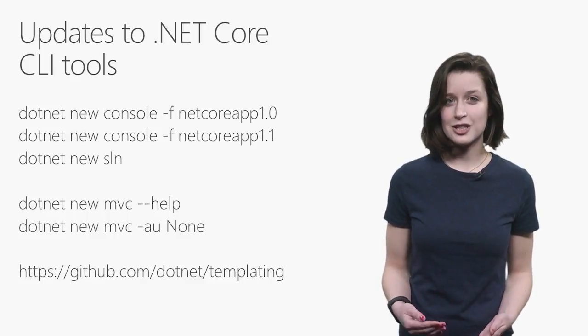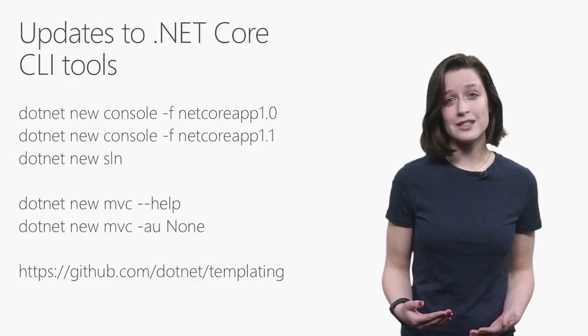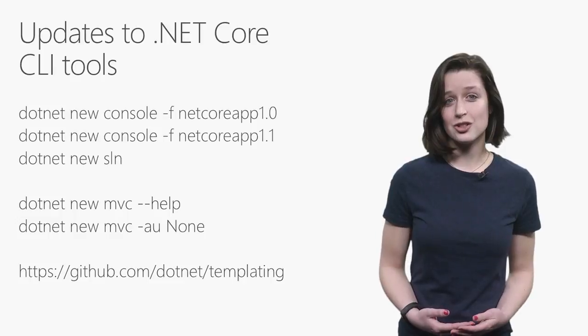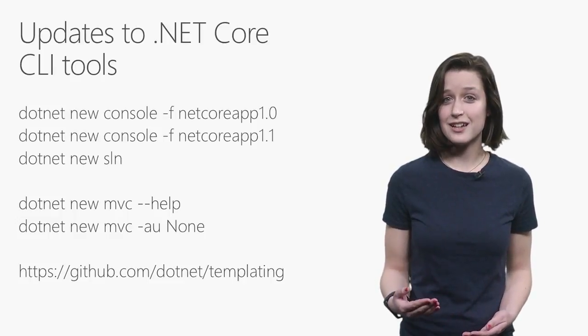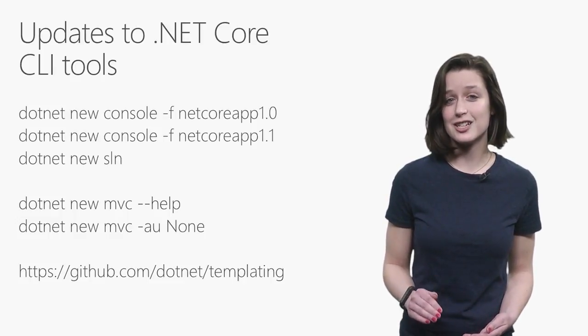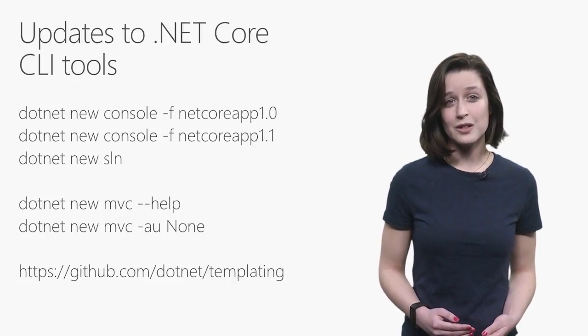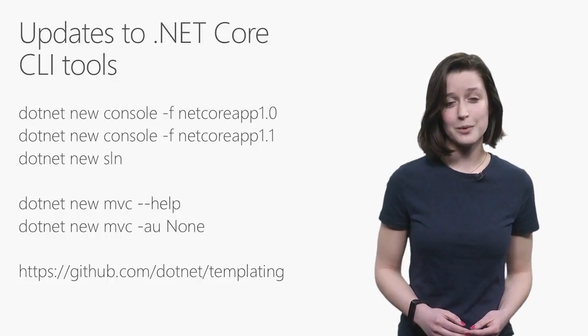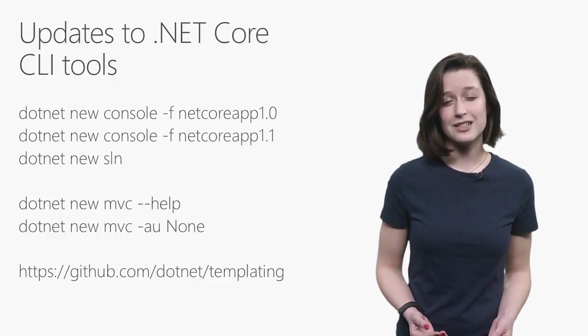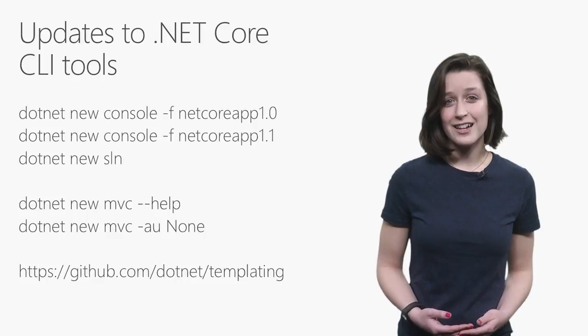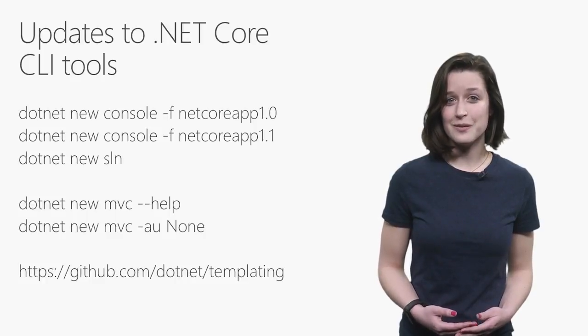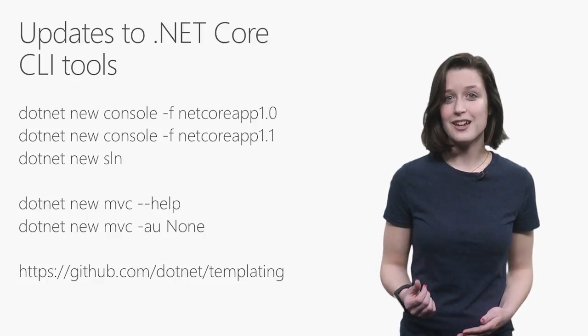It used to be -t web. But if I wanted to see what MVC templates I had to choose from, I could instead run dotnet new mvc --help. This will list all the properties I can use to initialize the template with. For example, one of those is no authentication template for MVC. To initialize that, I now know I can run dotnet new mvc -au none.